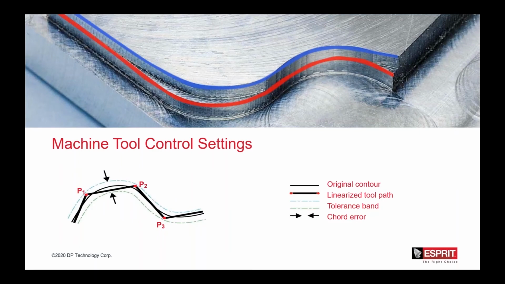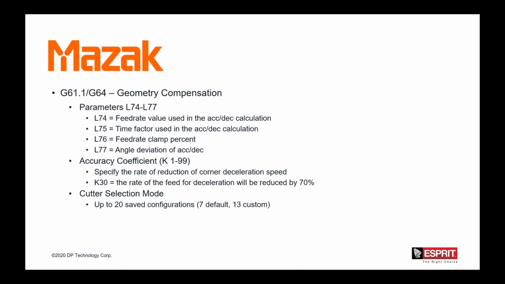There are some machine tool control settings. Each machine is going to typically have settings for high-speed machining, and I'm just going to go over a few of those quickly. On Mazak, you have your geometry compensation, which is G61.1 and G64. You just want to make sure that those inputs at the control are put in properly for your high-speed machining.